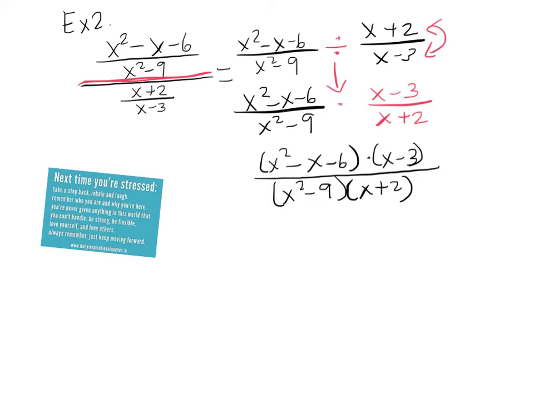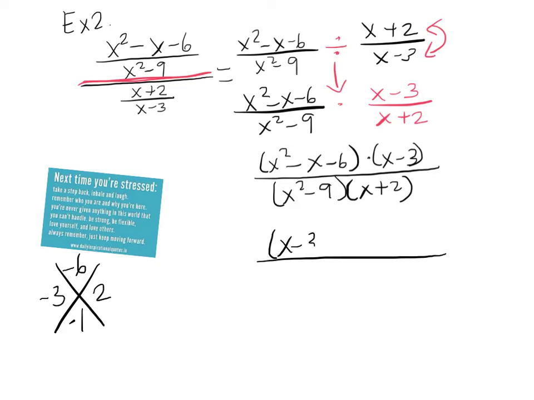Well, the first thing I look at is this section right here. Can I factor x squared minus x minus 6? What multiplies to negative 6 and adds to negative 1? I'm going to do that little math over here. You can do that too if you want. I'm going to say negative 3 and 2, so that's x minus 3 times x plus 2.